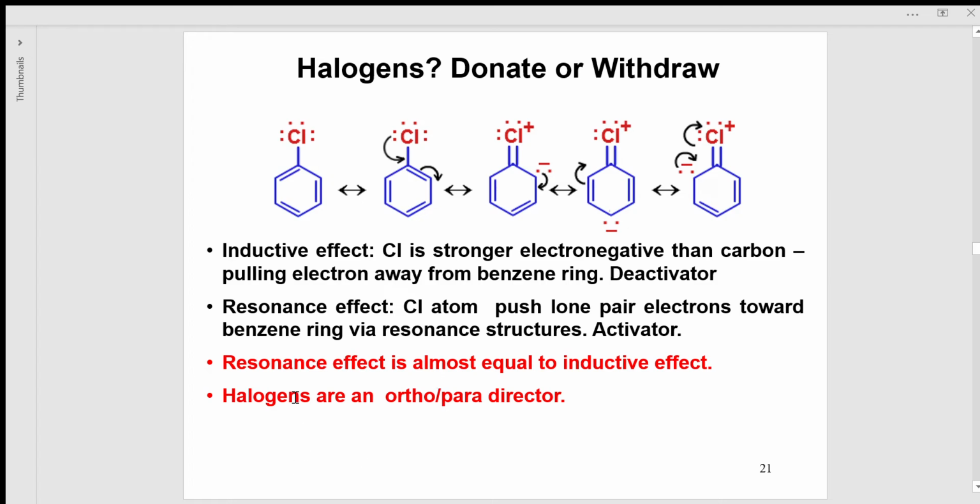And halogen, in this case, is also an ortho para director. So they are equal, and this is just an observation. It's hard to use the donating or withdrawing theory to explain it here. So here we probably just have to remember halogen is also an ortho para director. So the reaction will occur at the ortho and para positions, but the electron donating resonance effect and the electron withdrawing inductive effect are mostly equal.